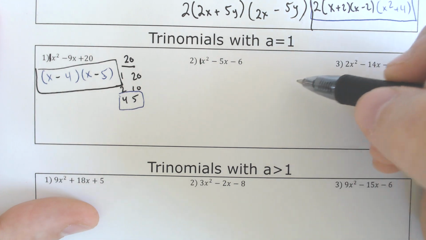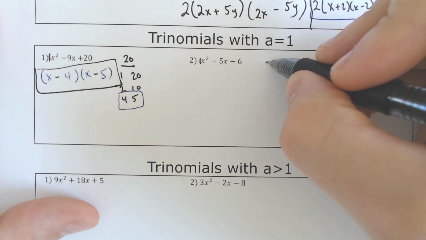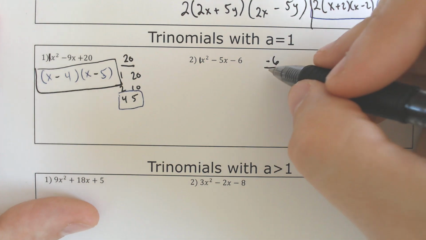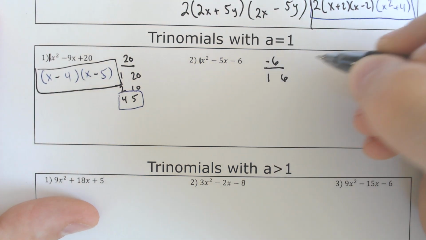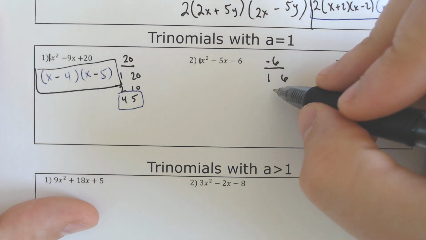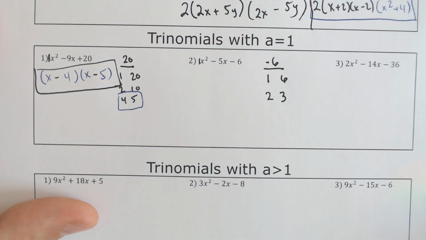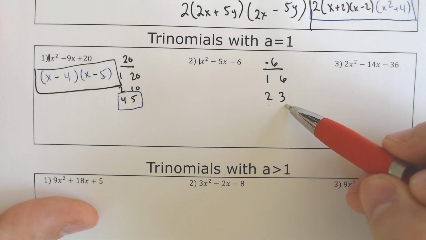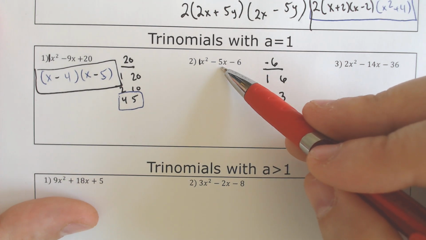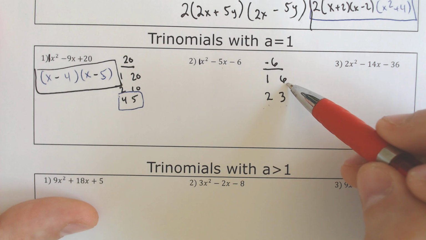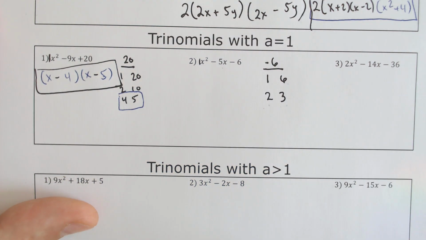Okay, next one. It looks easier, but this is actually a very typical mixed question. I'm going to put in a negative 6 here, but you may notice that I'm not going to write 1 times negative 6. I'm just going to write 1 and 6. I'm just going to write 2 and 3. Now, those are the only factors of 6. Now, you may notice that 2 and 3 can add to negative 5 because 2 plus 3 makes 5. And 6 minus 1 can also kind of make a 5.